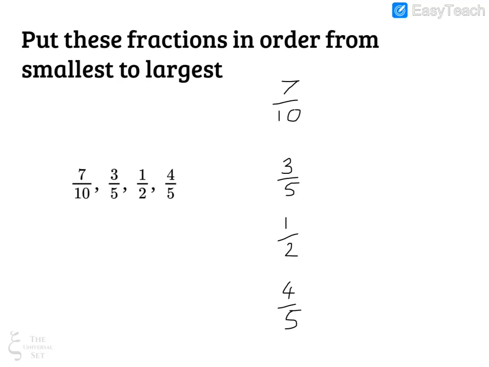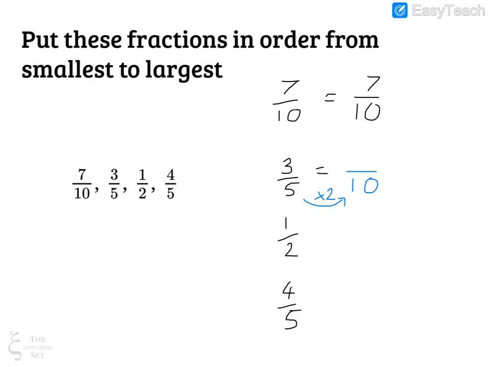Now I want to find a number which is in the 10 and the 5 and the 2 and the 5 times table. And I reckon a number that I'll be able to use is 10. So that's good news for this one, because I don't need to change that one at all. 7 tenths can stay as 7 tenths. How about this one then? I'm going to need to do some work on this one, because we're going to need to make that a 10. So we're multiplying everything by 2.